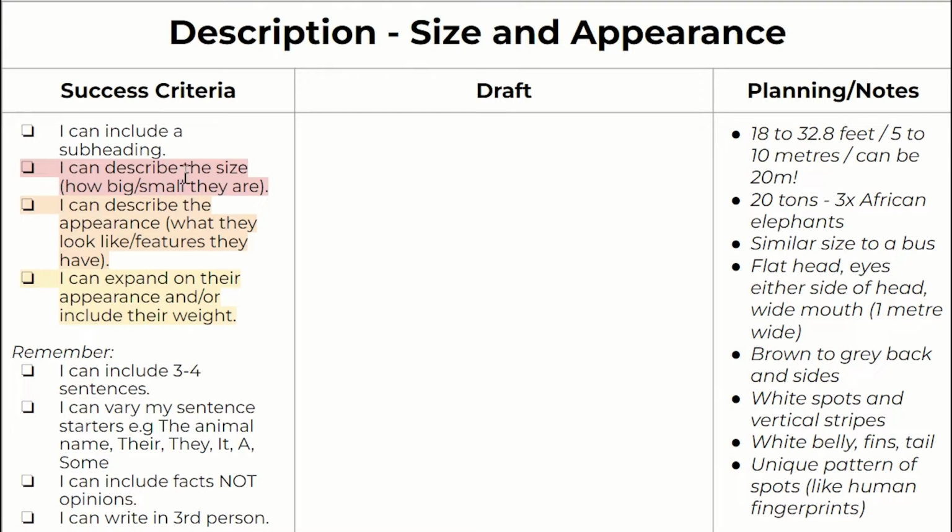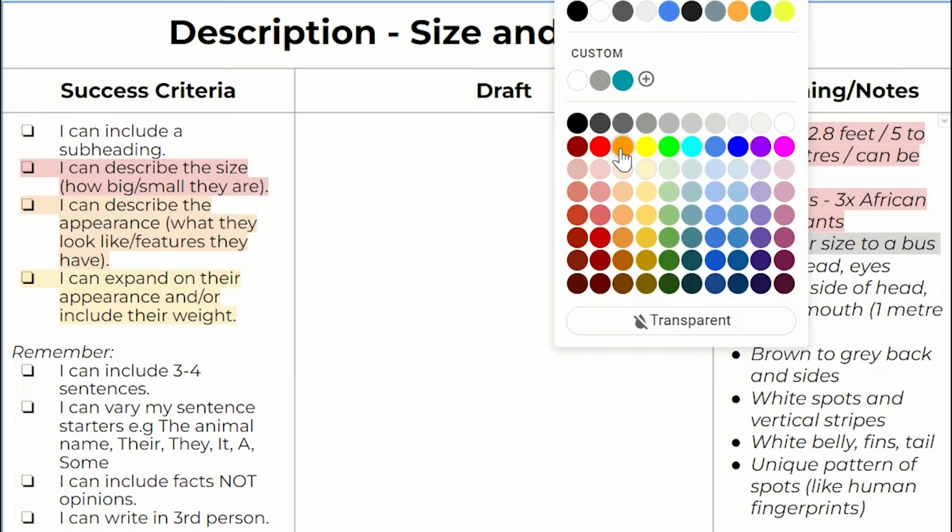I can describe the size of my animals, so how big or small they are. So I've got 18 to 32 feet or 5 to 10 meters, and they can go up to 20 meters. Yep. So I'm going to highlight that in red because that's a fact on the animal size. They weigh 20 tons, or 3 African elephants. Similar size to a bus. Yep. So that has to do with the size.